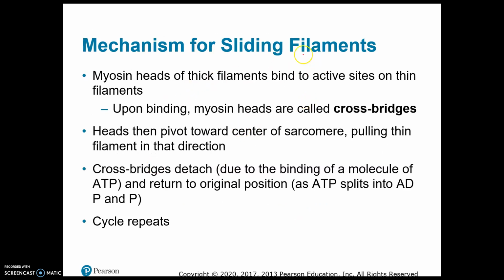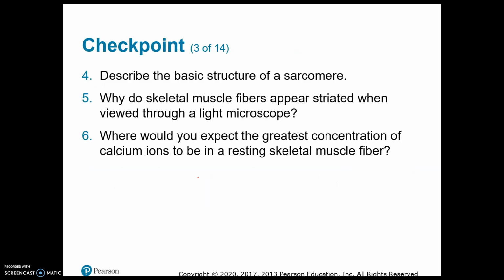So the mechanism for the sliding filament theory is that the myosin heads of the thick filaments bind to the active sites. And when they bind, that's called a cross bridge. And once they bind to the active sites on actin, they pull the actin toward the center of the sarcomere. And eventually, you don't want a muscle to be contracted forever, so those cross bridges are going to have to detach. That is where ATP comes in. ATP is used to detach the myosin from the actin, and then the cycle repeats.